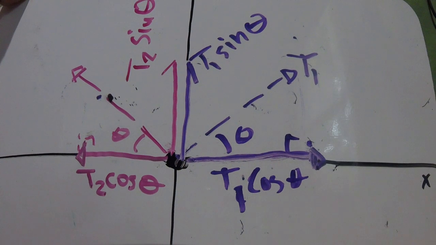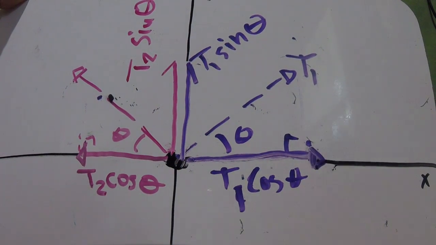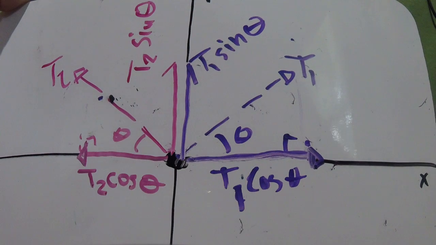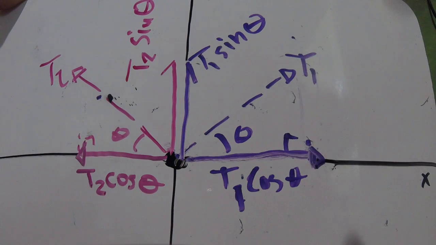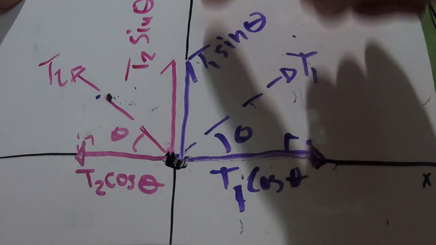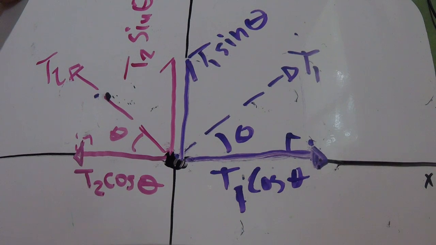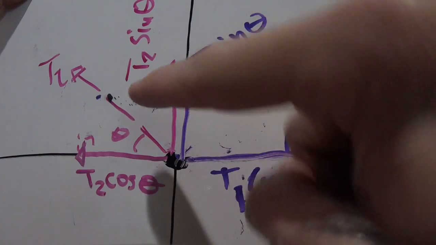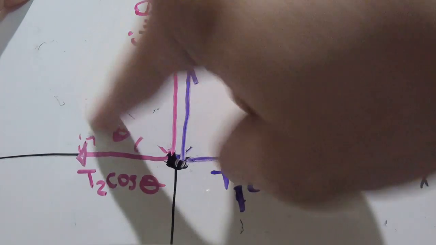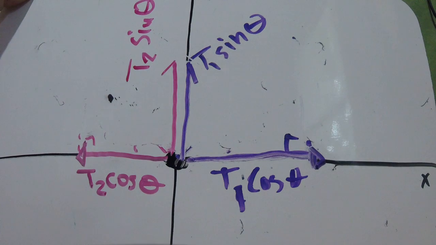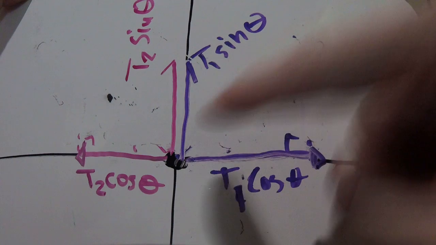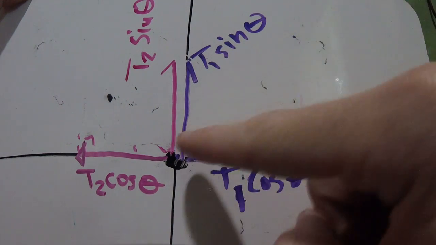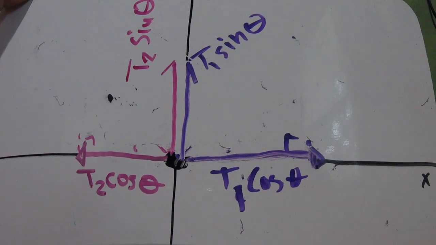What I've done is I took T1 and T2 and I created projections onto the x axis and the y axis. And so if we erase these, what we'll find is the magnitude of these components is equivalent to the magnitude of the total force vector that they represent.